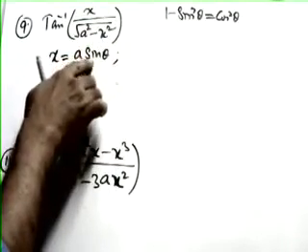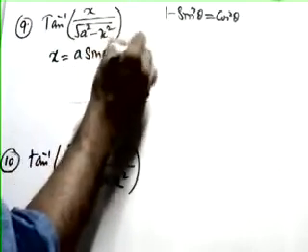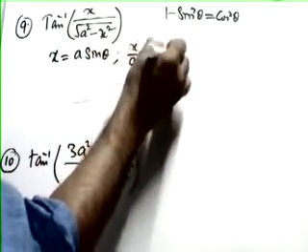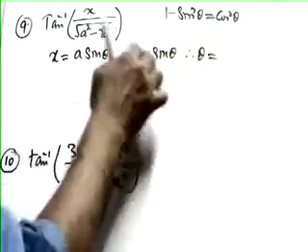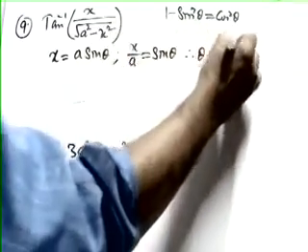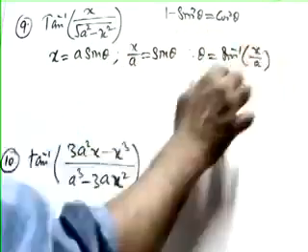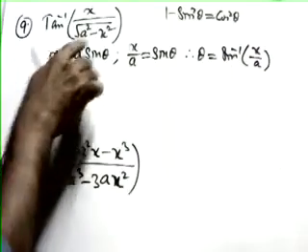One more thing: take out theta from this. Bring a here. It will be x by a equals sine theta. Therefore theta equals sine inverse x by a. At last we may use this one.